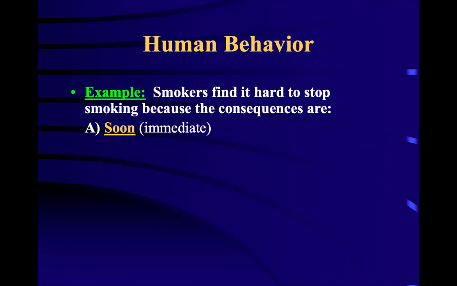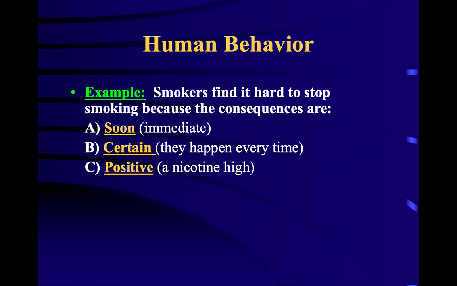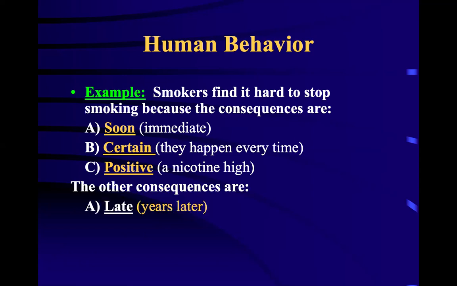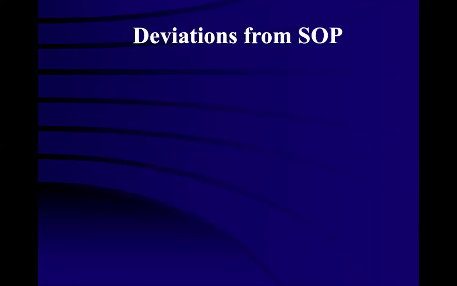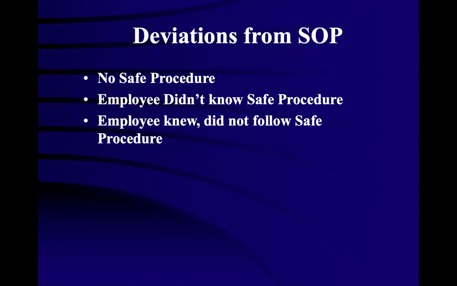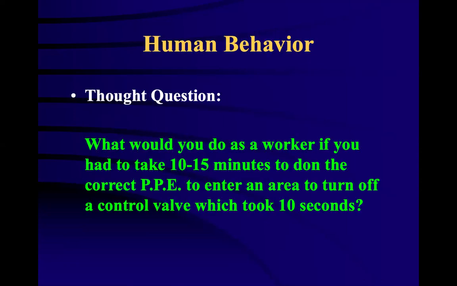And that is why smokers find it difficult to stop smoking, because the consequences are not immediate. They don't happen every time they smoke, and they also have a nicotine high. The other consequence is that even if they will get lung cancer, it comes later when they are very old. And in some instances, people smoke and they don't get any negative effect at all. Although there is the negative effect of lung cancer, some may even be long dead before this disease manifests. And so people keep smoking.